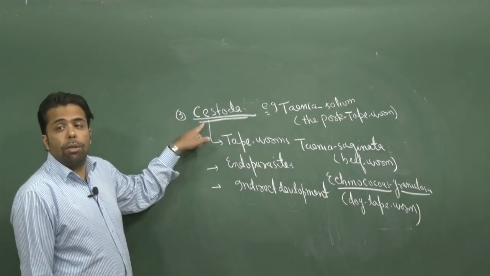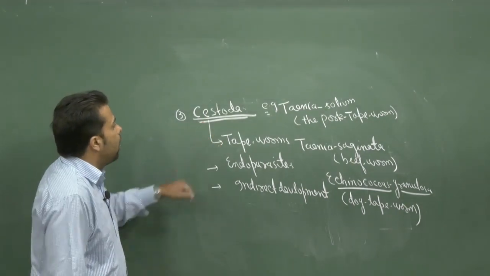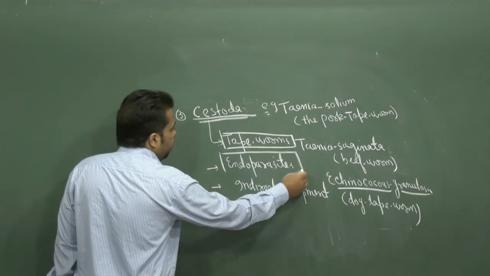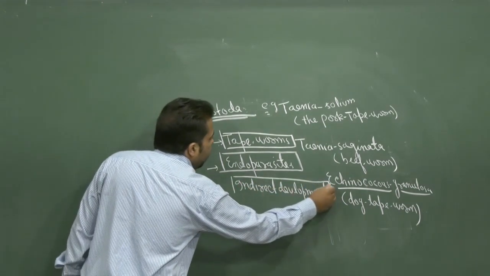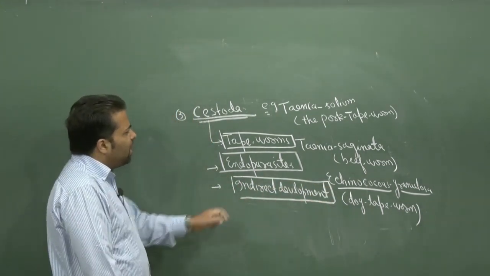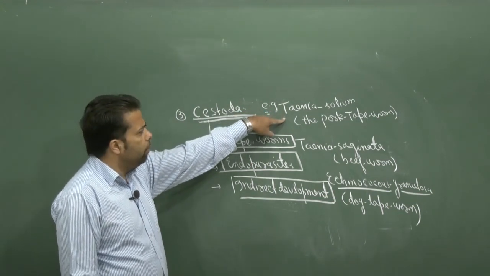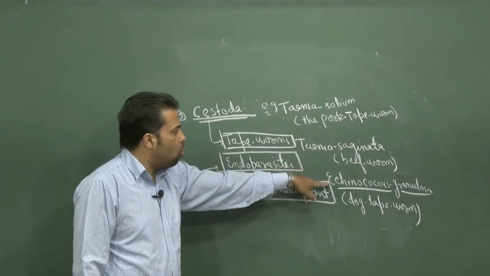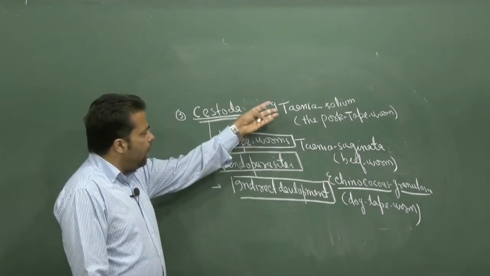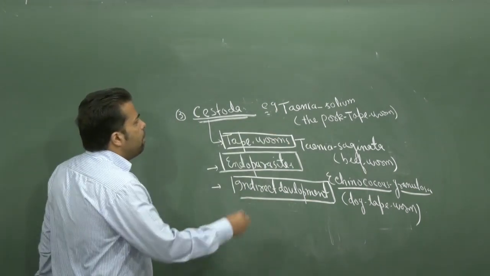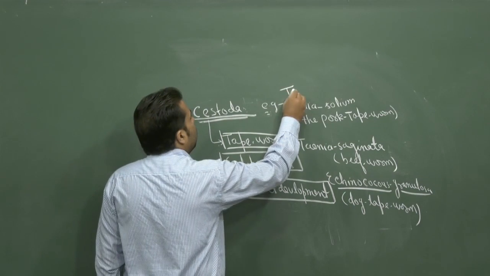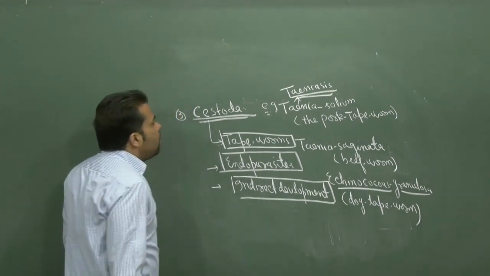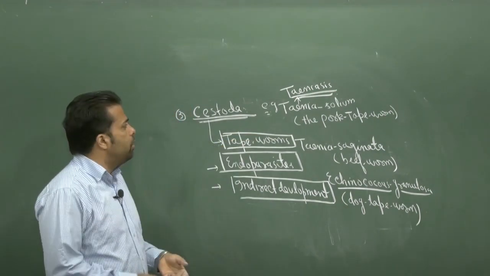So we are discussing class number 3, that is Cestoda. They are commonly called tapeworms. They are endoparasites. Their development is indirect, meaning a larva is formed here. The best examples are Taenia solium, the pork tapeworm, Taenia saginata, the beef worm, and Echinococcus granulosus, the dog tapeworm. They usually cause diseases, for example, this causes taeniasis. So these are generally worms and parasites, and they usually cause diseases.